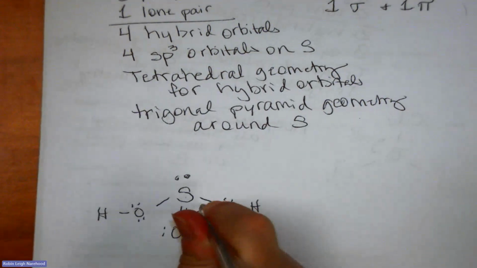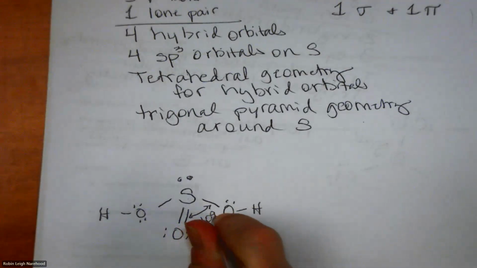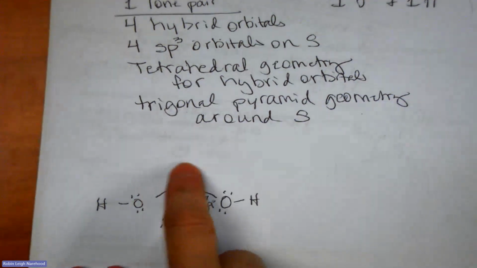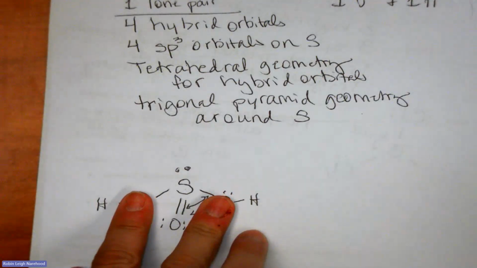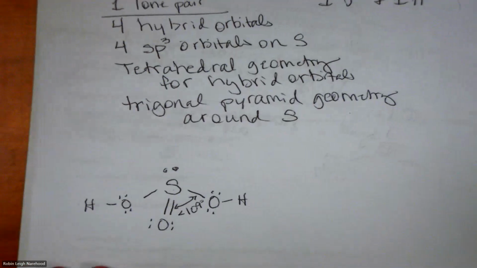The bond angle between these is less than 109. So it might be 108, it might be 107, it might be 107.8. It's just somewhere less than 109 degrees. A tetrahedral geometry with no lone pairs is about 109.5. But that lone pair up here expands and pushes these bonds just a little bit closer to each other.